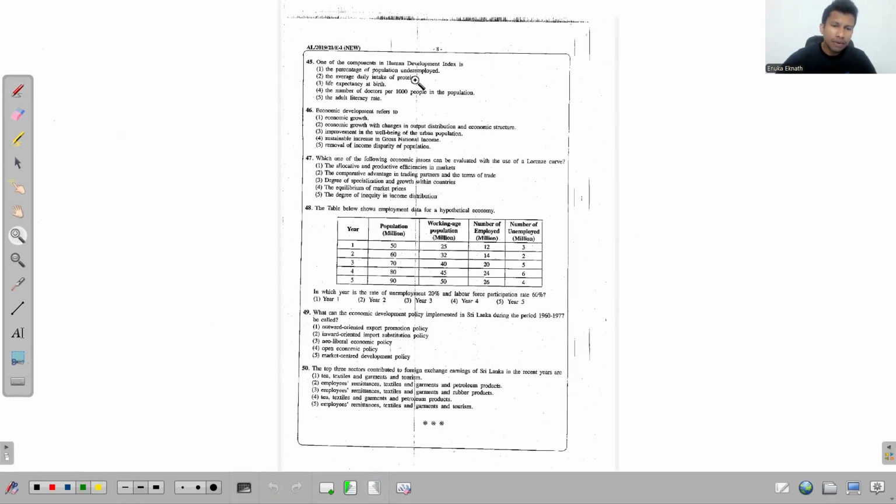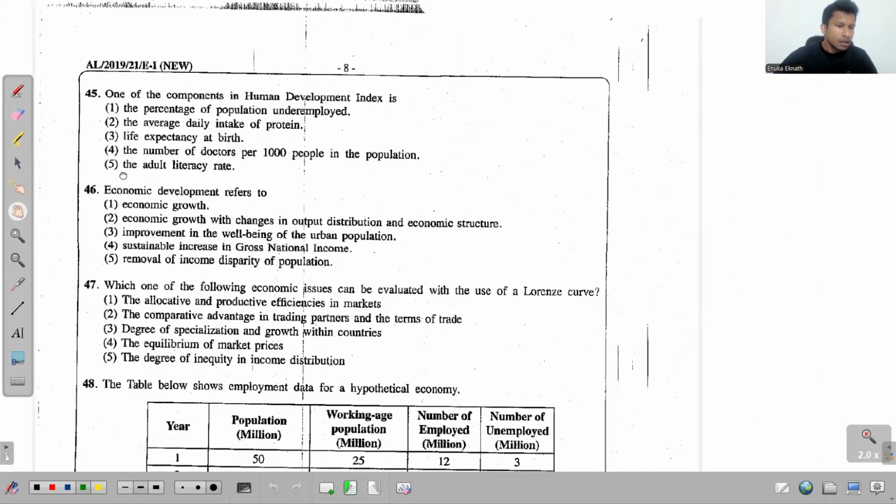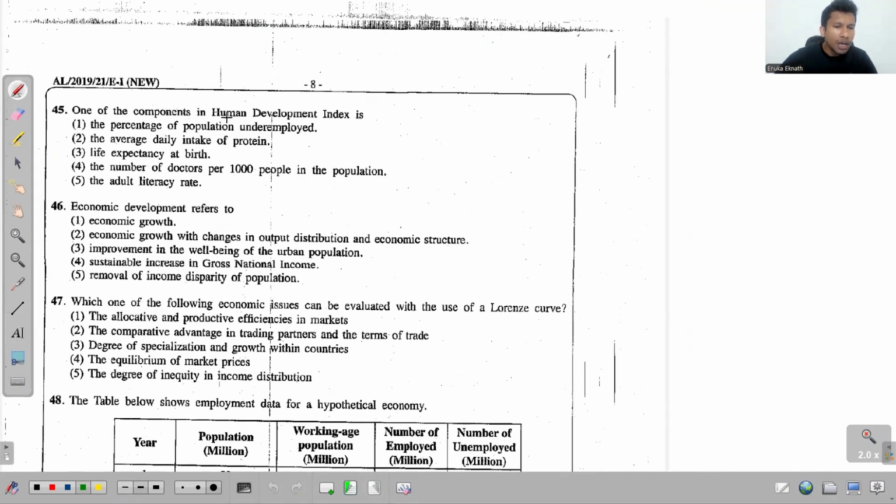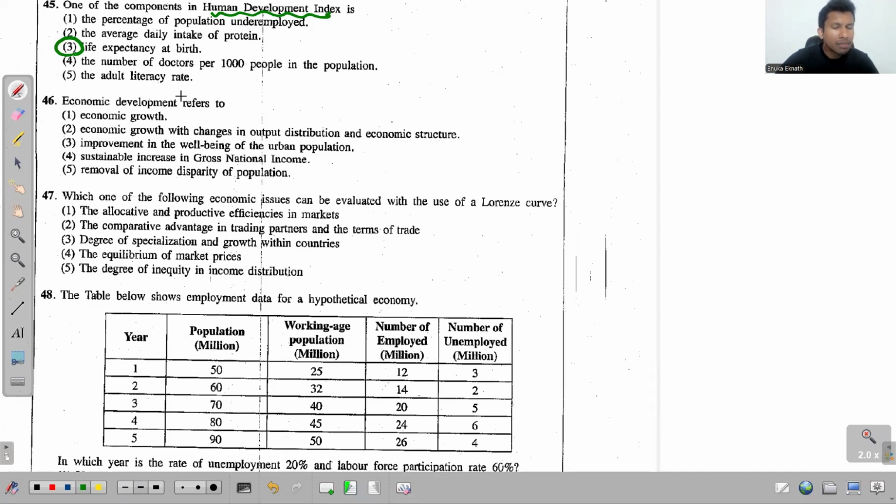Right, look at this question 45 now. This says one of the components in Human Development Index. I think in almost all the papers we did, we got one question from Human Development Index. So by now, you should know these things. So the component that is in Human Development Index is this life expectancy at birth. So these are again facts. You just need to refer the note and that's it. Right. 46. Economic development refers to.